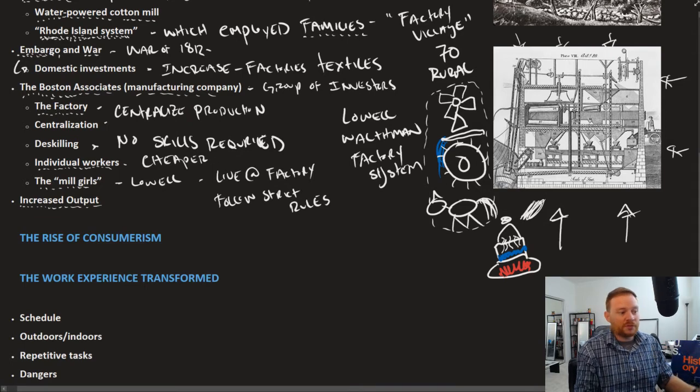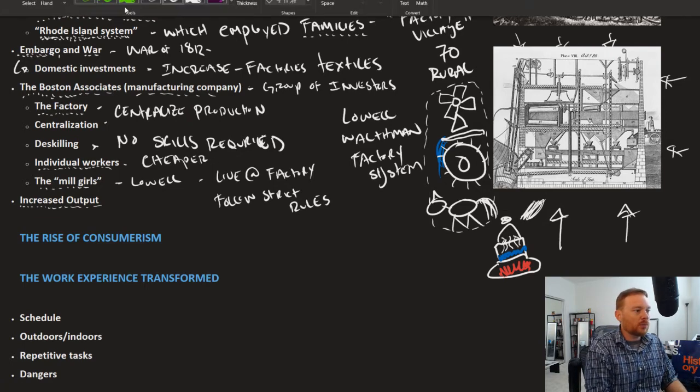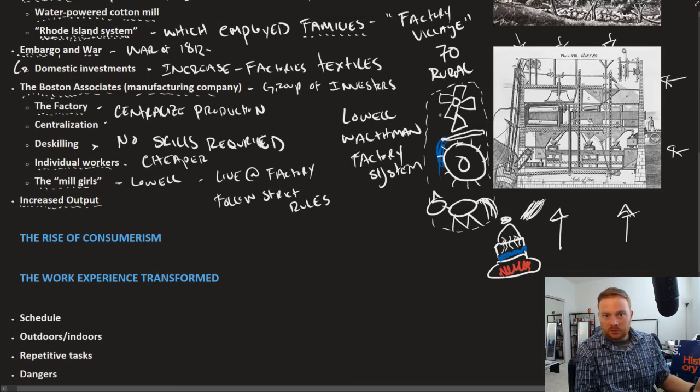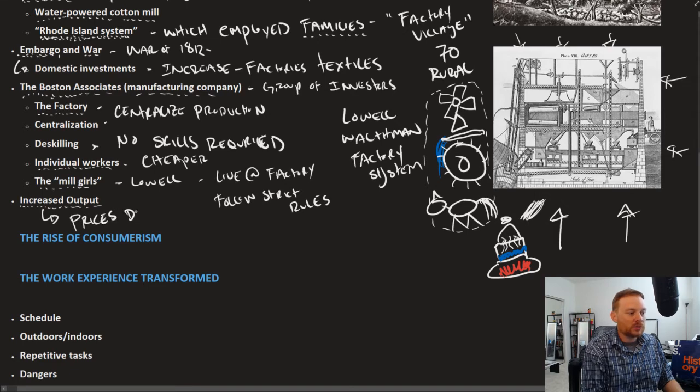And it allows you to produce a lot more and more efficiently. And this increased output, essentially what you had as a result of this factory system emerging, was that one factory produced more textiles, more cloth than was ever produced in the year before, right? There was a dramatic increase of output, this also meant that prices dropped.